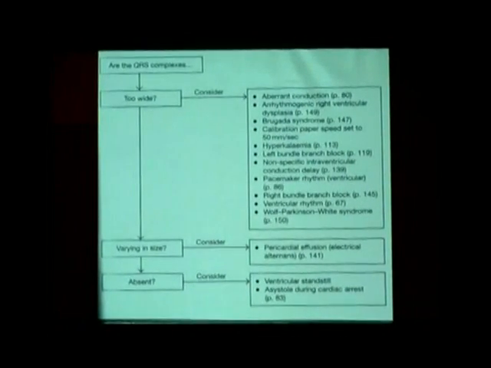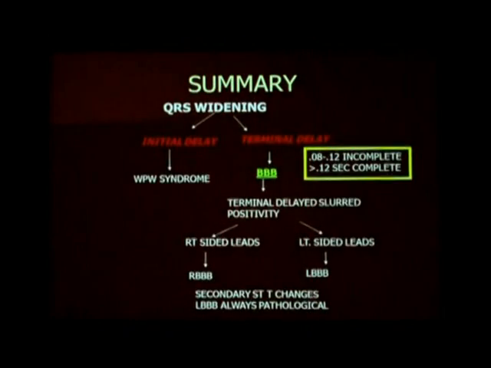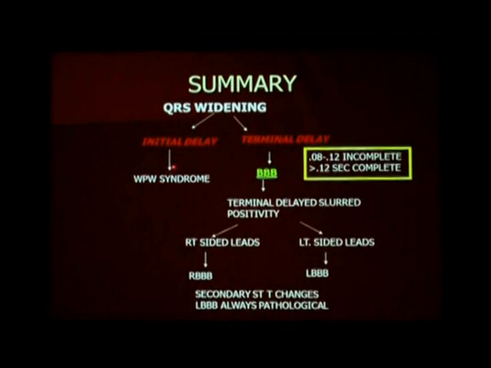So that is about the QRS. Okay? Then what is the most important segment now? The ST segment. It is the window-making segment. So the QRS widening summary: initial delay, WPW; terminal delay, bundle branch block. If there is terminal delayed slurred positivity, then you decide whether it is over the right-sided leads, in which case it is a right bundle branch block. If it is over the left-sided leads, it is a left bundle branch block.